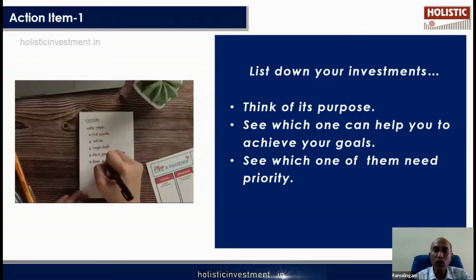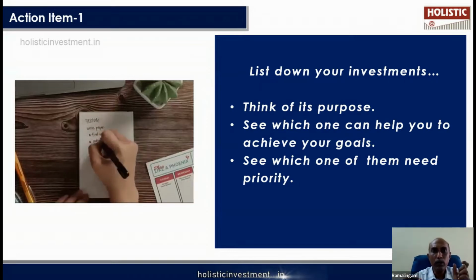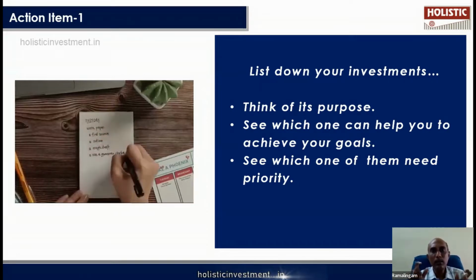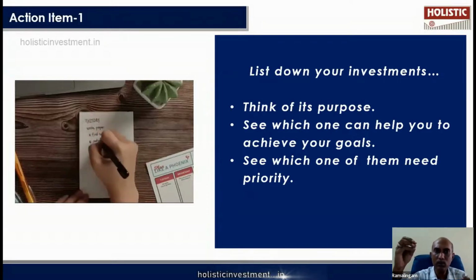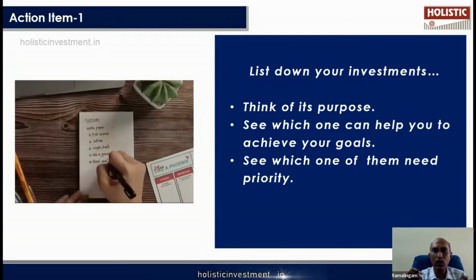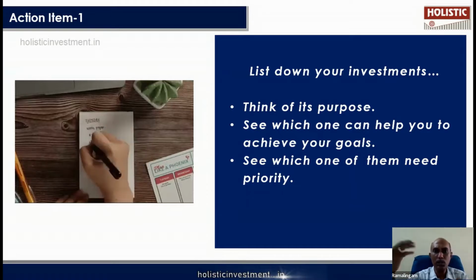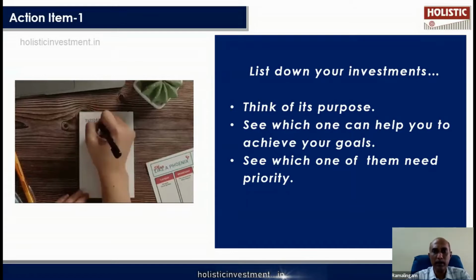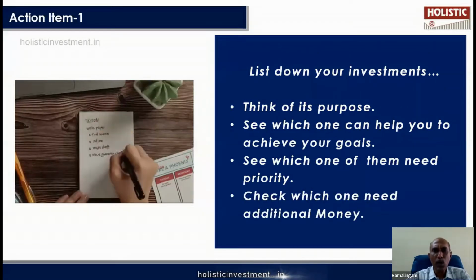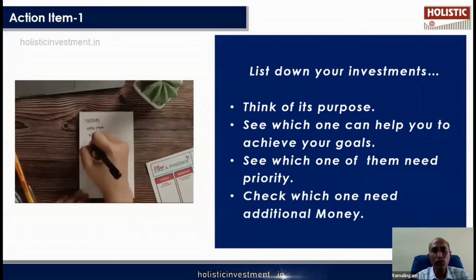And also, if you have multiple goals and you are not sure where this has to be assigned, give priority. If you have kids' education and also vacation, give priority to kids' education. That way, you can prioritize based on the goals. Also, when you do this, you will obviously know which goal has enough money, which goal has less money, and where there is a gap that needs to be filled. It is an additional benefit of this exercise.